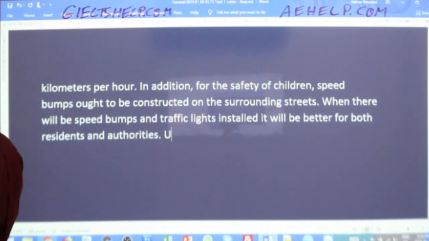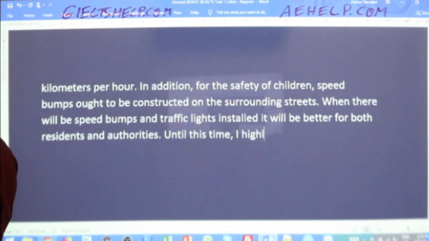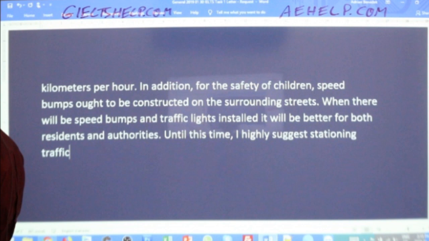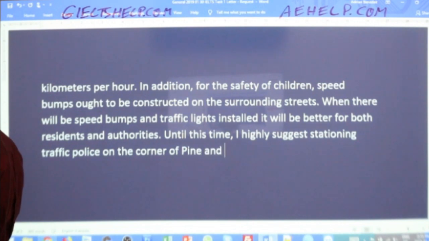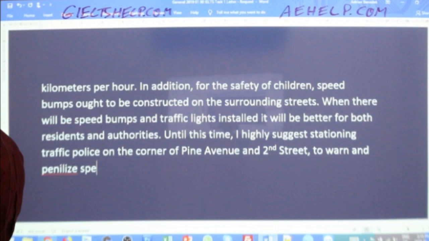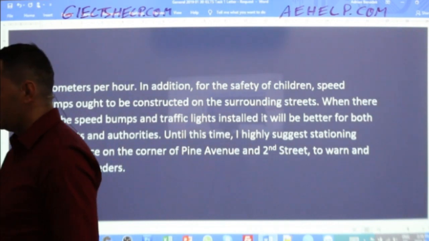Okay, until then, until this time, I highly suggest stationing, okay, that's a verb here, stationing traffic police on the corner of Pine Avenue and 2nd Street, just make up the names, to warn and penalize speeders. Okay, good. So moving along nicely.